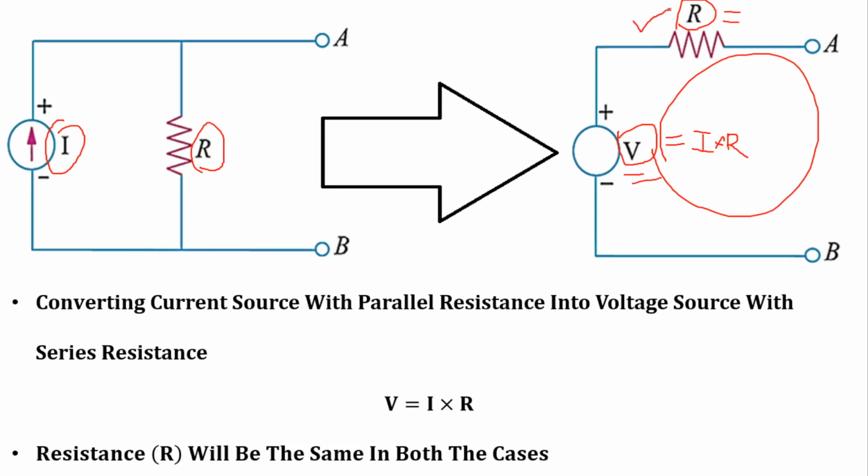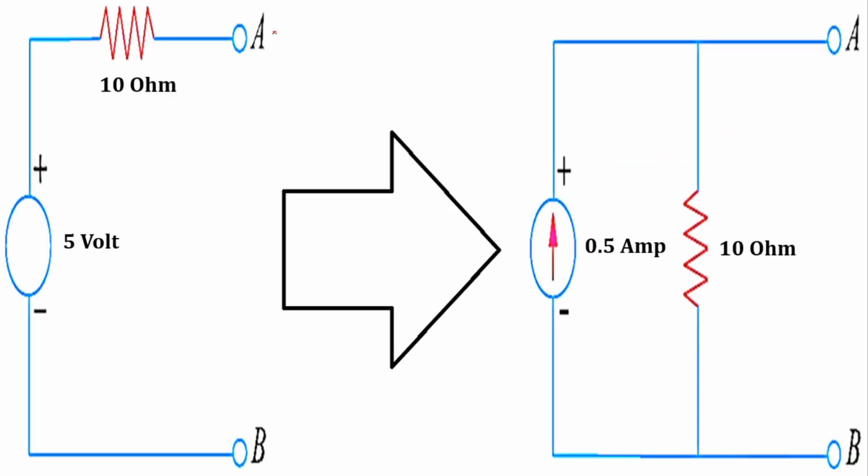So this is the second conversion, of current source into the voltage source. Now suppose, let's consider the example. We have a 5 volt source and 10 ohm resistance in series. So we can convert this voltage source into the current source with parallel resistance. So this parallel resistance is equal to this series resistance, and this current is equal to voltage upon resistance. So 5 by 10, so that is equal to 0.5 ampere.